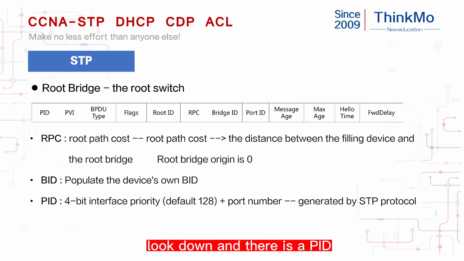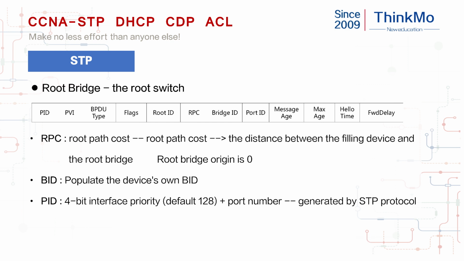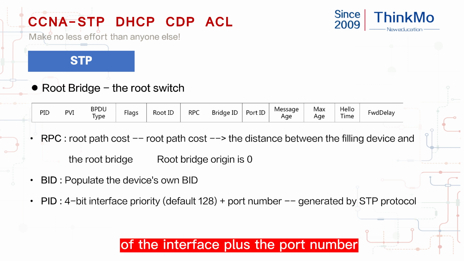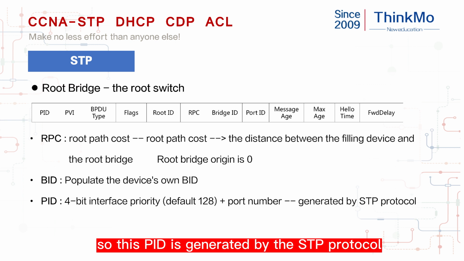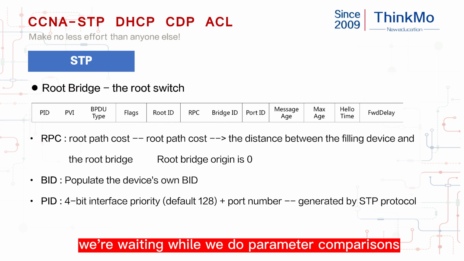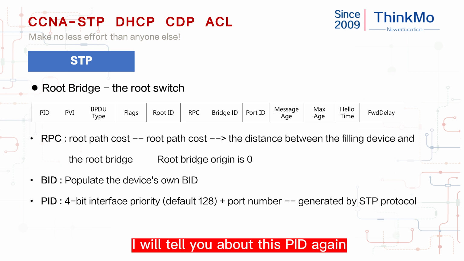Look down and there is a PID. It's simple. PID refers to a parameter in the interface where the device is currently sending this message. The PID is calculated and generated from the priority of the interface plus the port number. So this PID is generated by the STP protocol. Don't worry about this now; while we do parameter comparisons, I will tell you about this PID again.